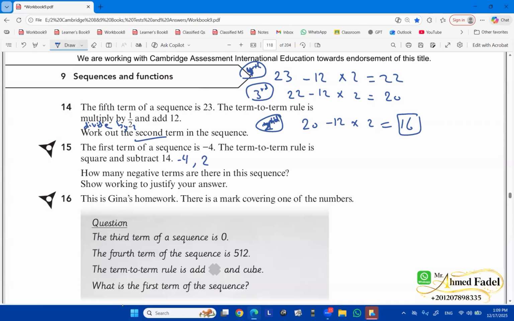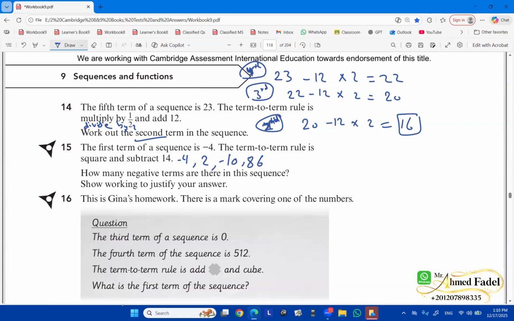Look at this again. -4 is the first term. Square it becomes +16. +16 minus 14 is 2. But let's continue. If you want to square this, becomes 4, right? 4 minus 14 becomes -10. Square it becomes 100. Minus 14 gives you 86.